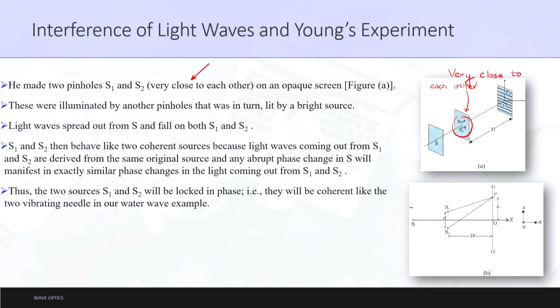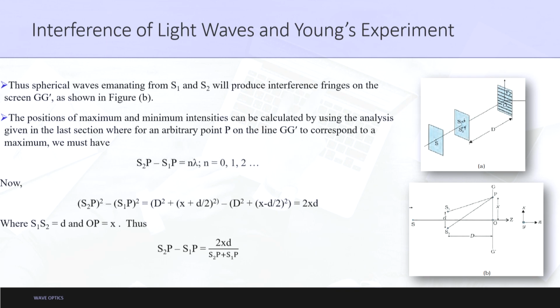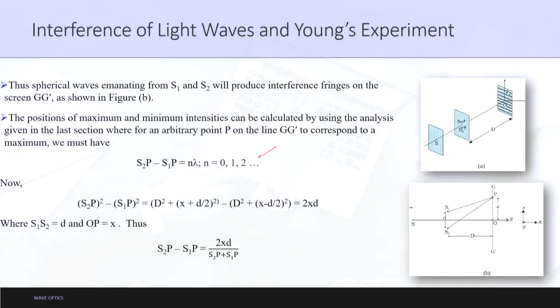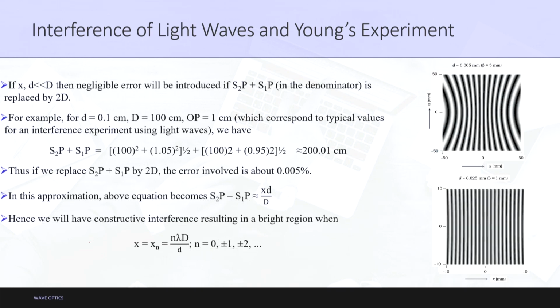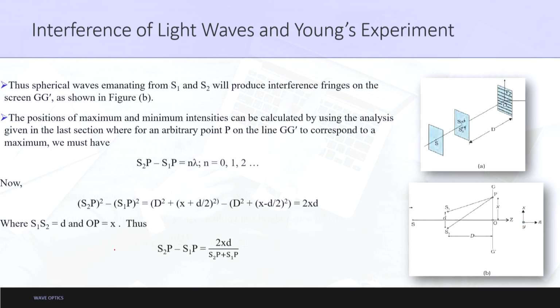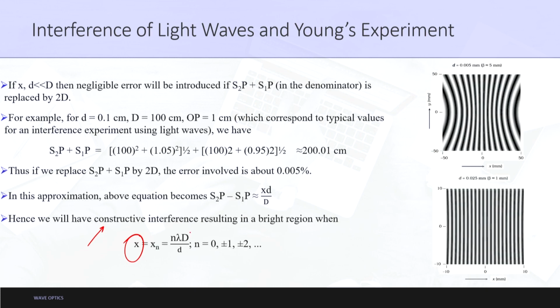By Young's experiment we find that the phase is locked. For interference, to find the bright fringe we use the concept S2P minus S1P is equal to n lambda, and finally we got that for constructive interference the value of x, measured from the center position O, will be equal to n lambda capital D by small d.